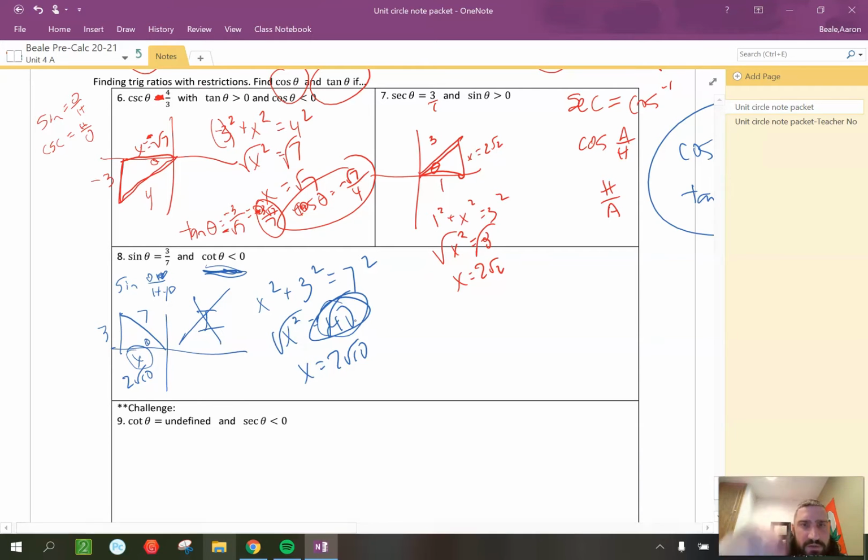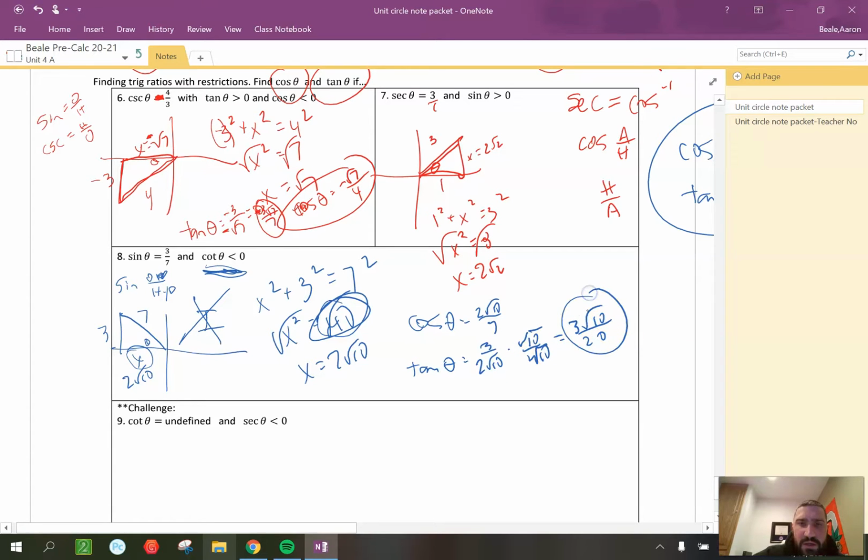And what do we have to answer? Cosine. So cosine of theta, adjacent over hypotenuse, 2 root 10 over 7. And tangent, opposite over adjacent. Well, we could rationalize that. So we get 3 root 10 over 2 times 10, which is 20, and that'd be good.